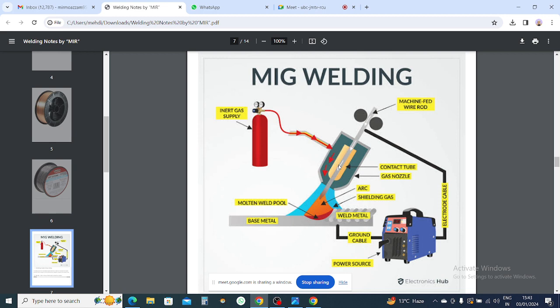So you can see this is the torch, or the holder. The gas passes through here, and this is the consumable electrode. It passes from here, and it will consume, melt, and fuse here. What is an arc? This is the arc. The flame is like an arc.